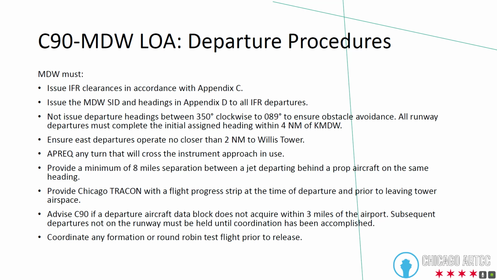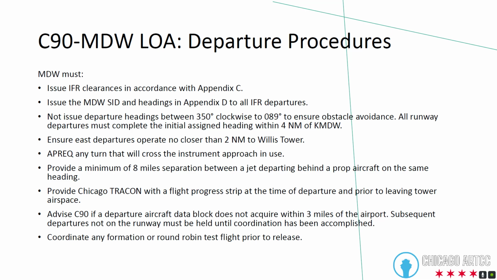Continuing on with departure procedures, Midway must issue IFR clearance in accordance with Appendix C. You can look at that in the doc. Some stuff in there about tech routes. Issue the Midway SID and headings in Appendix D to all IFR departures. Do not issue departure headings between 350 degrees clockwise to 089 degrees to ensure obstacle avoidance. All runway departures must complete the initial assigned heading within 4 miles of Midway.